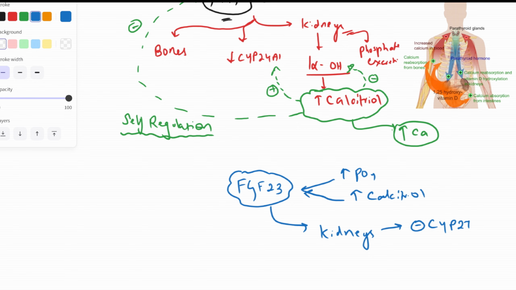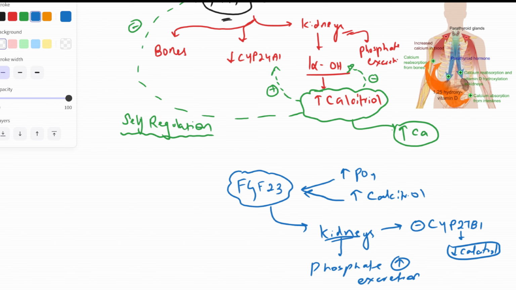FGF23 acts on the kidney to exert its effects. It directly inhibits CYP27B1, which reduces calcitriol synthesis, and it stimulates CYP24A1, which increases calcitriol breakdown. Critically, FGF23 also promotes phosphate excretion by the kidneys by downregulating sodium phosphate cotransporters in the renal tubule, thus preventing hyperphosphatemia.